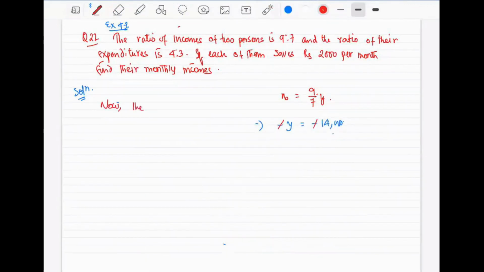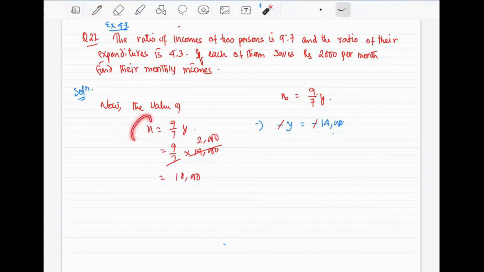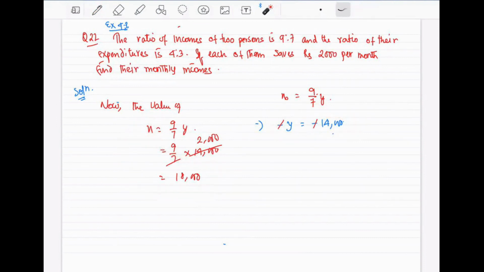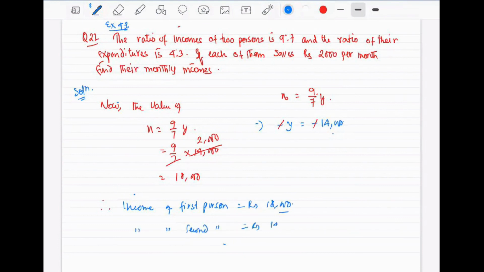Now the value of x is equal to 9 by 7. Put the value. 7 and 14,000 got cancelled. We get 2,000. 9 and 2,000 got multiplied. We get 18,000. So we are able to obtain the value of x and the value of y separately. So x is the income of the first person. The second person is the value y. So mention here, therefore, income of first person, how much is it? Rupees 18,000. Income of second person, rupees 14,000.